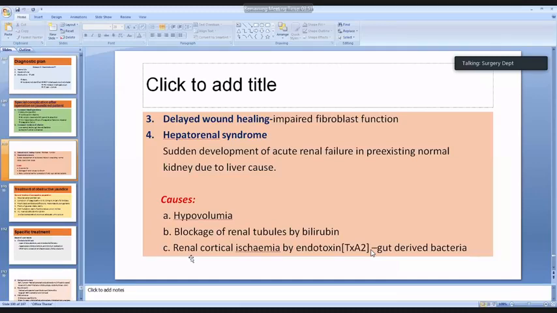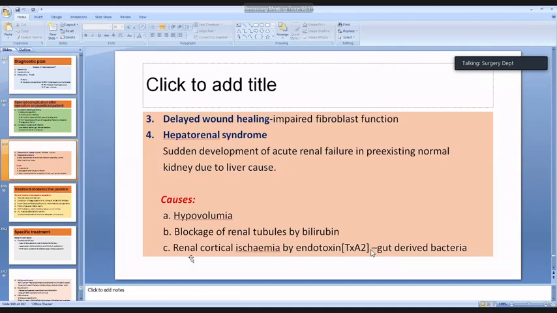Hepatorenal syndrome, that is sudden development of acute renal failure in a pre-existing normal kidney due to liver disease. In a jaundiced patient, even if the kidney is normal, if we operate, in some cases the patient suddenly develops acute renal failure. Exactly why it happens is not known, but it is presumed to be due to multiple factors. One of the factors is hypovolemia. Because of dehydration, vomiting, and inadequate intake of water, there might be hypovolemia.